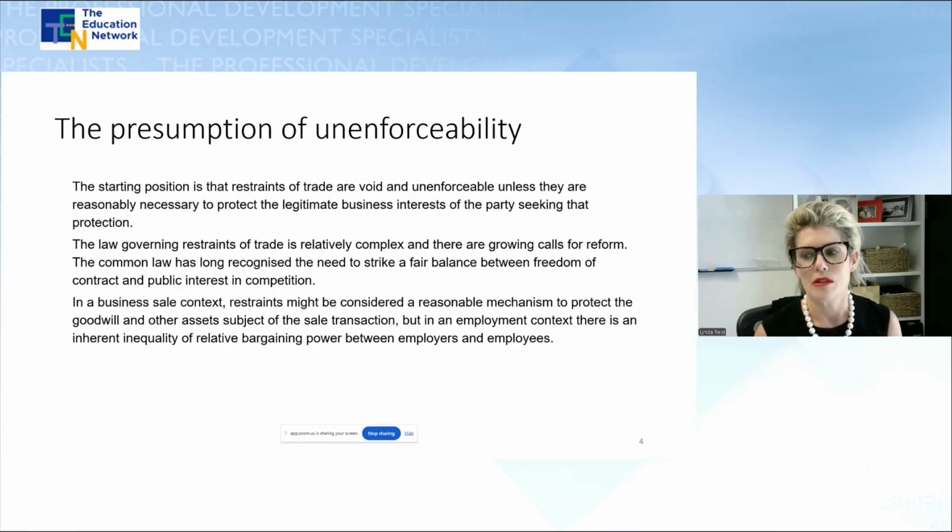In an employment context, we've already started to touch on the inherent inequality of relative bargaining power between employers and employees. And that really seems to be the driver for the calls for reform in other jurisdictions. So let's have a look at those now.